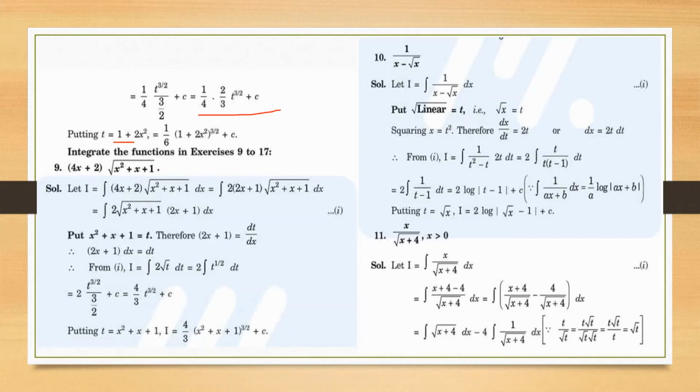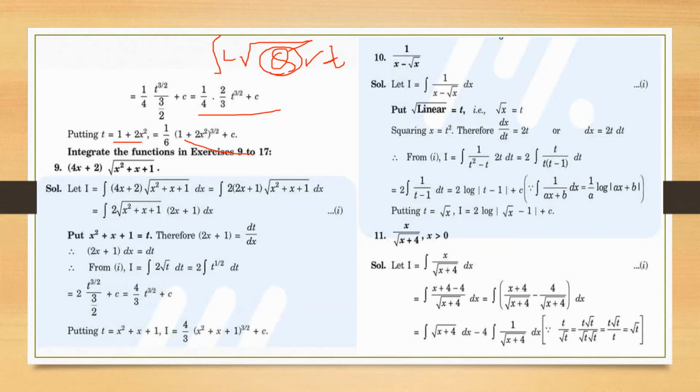Also if it is linear under root quadratic, then the quadratic inside the root is substituted as t. We'll talk about that method later, but this is also one way of treating it. Simple substitution means you should search for the derivatives.